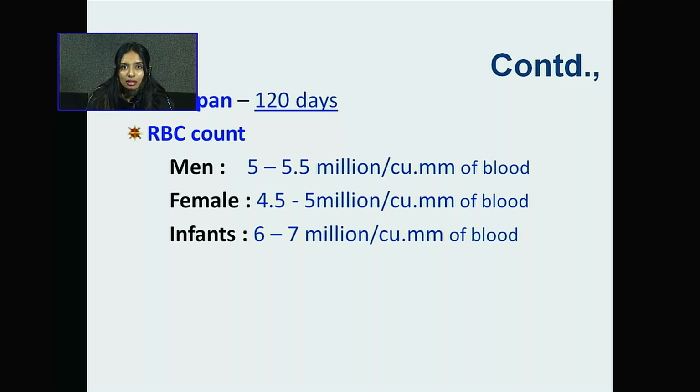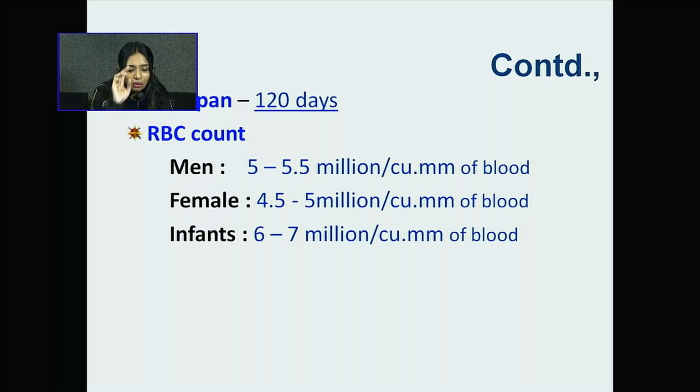Next, the lifespan. As I told you, RBCs have a lifespan of 120 days. After completing its lifespan, RBC is recycled by macrophages. So that is its life cycle, 120 days. After that, the old RBCs are destroyed by spleen, and recycled by macrophages.